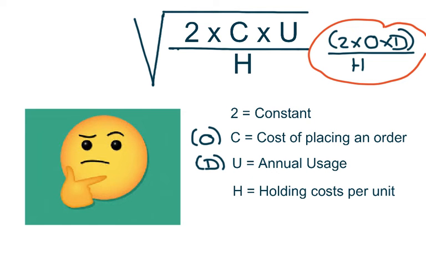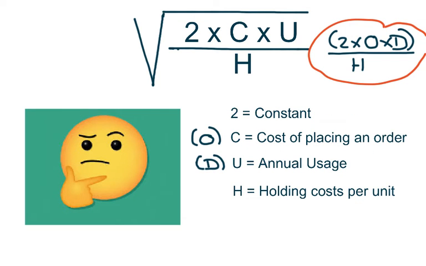So now that we know what the assumptions are, why we use this model, and what the advantages of using this model are, I can give you the formula. Now there's the formula. You will see it's a square root. On your calculators you will find a square root function, but we will do this during the lesson. Now in the square root I have a 2. The 2 is always constant, so we will never change the 2. And then I have a C. Now the C is the cost of placing an order, so that is my ordering cost.